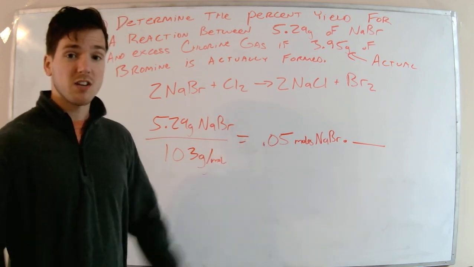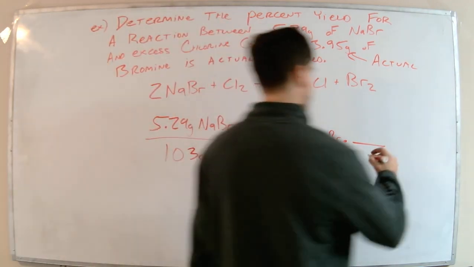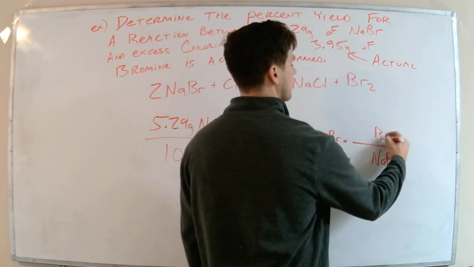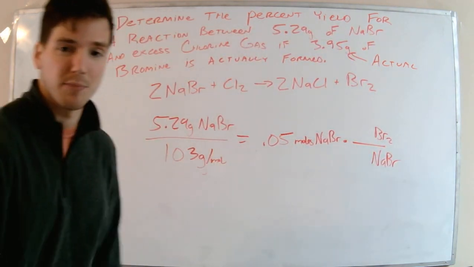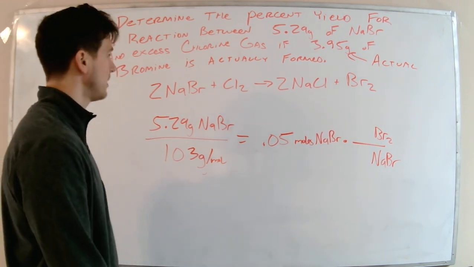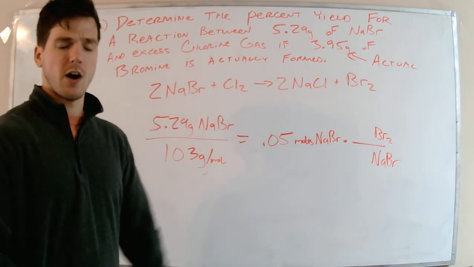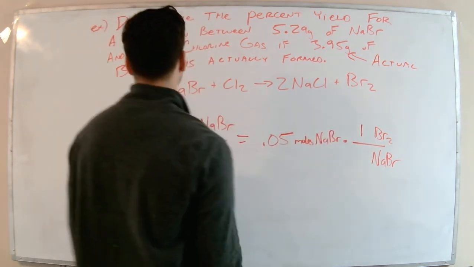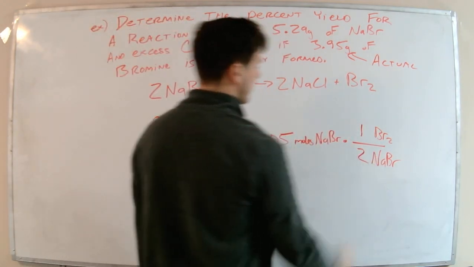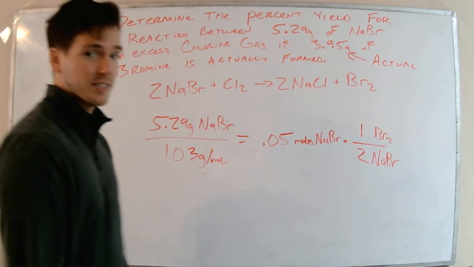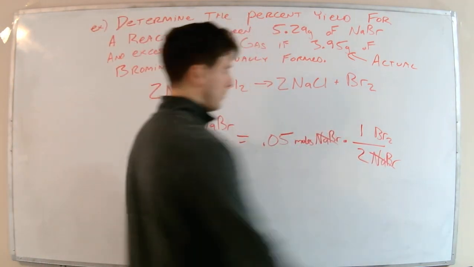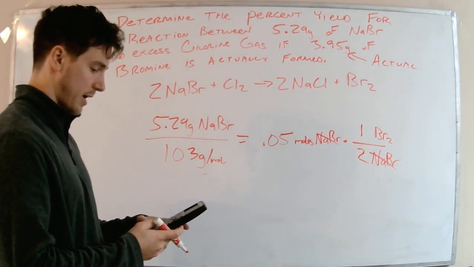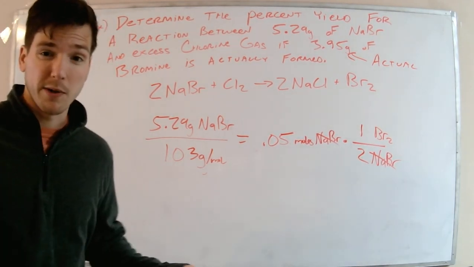So NaBr is on top. Remember, we want NaBr on bottom so they cancel out. And then we want what we want on top, right? Our bromine, that's what we're trying to get to. And then whatever the coefficients are go in front of those. So bromine's got a 1 in front of it, and NaBr has a 2 in front of it. So we're getting even smaller here. NaBr is going to cancel out. I'm going to take 0.05 times 1 divided by 2, or just times 1/2, right?